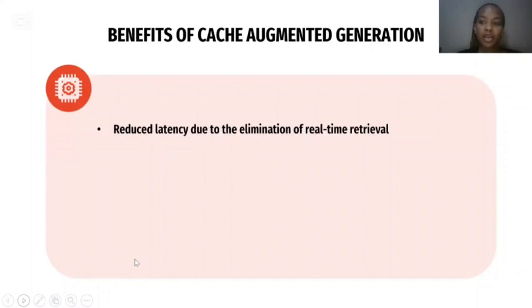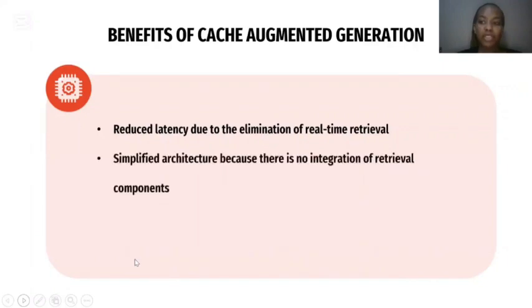Reduced latency. One of the biggest advantages of cache-augmented generation is that it eliminates the need for real-time retrieval, significantly reducing response time. Since the model can quickly access stored information instead of searching and retrieving data on demand, users experience faster and smoother interactions.